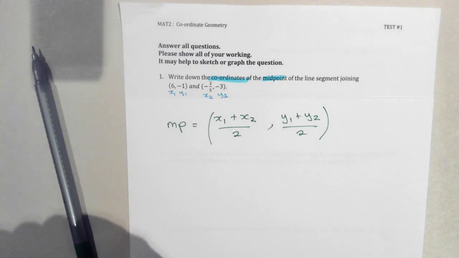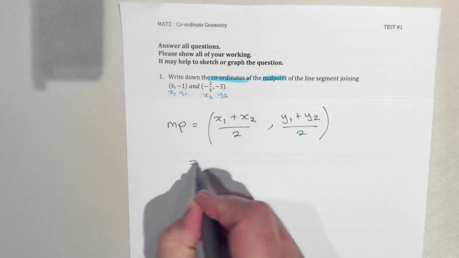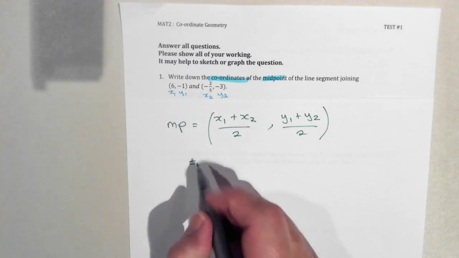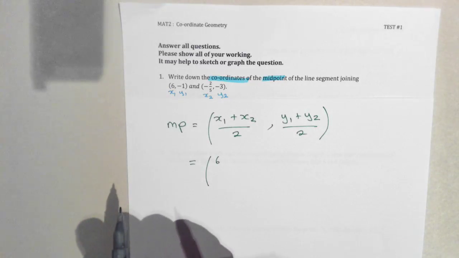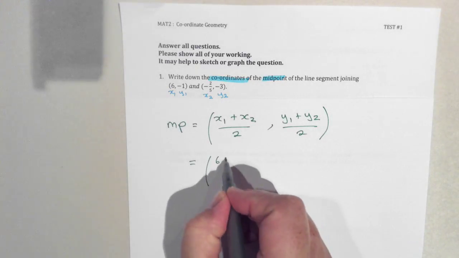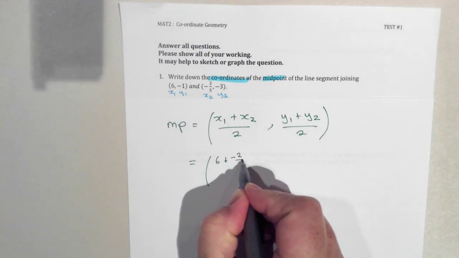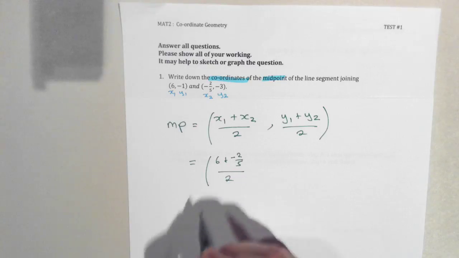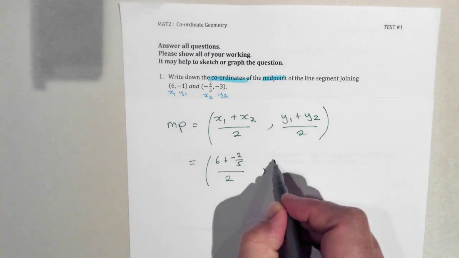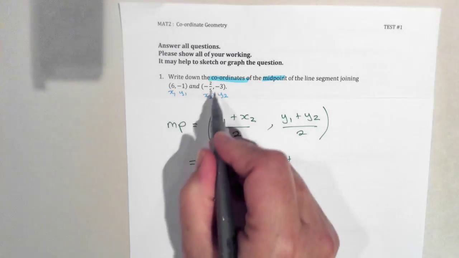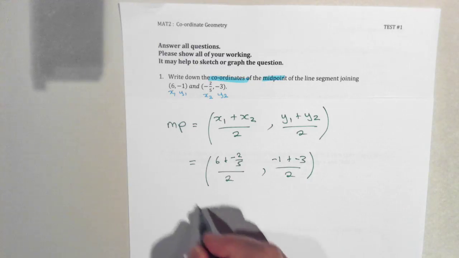Now that I know that, I'm going to substitute those into our formula here. So for x1, our value is 6, and notice how I've got brackets around it because the brackets indicate it's a coordinate. Plus, our x2 value is negative 2 over 5. All that divided by 2. Our second coordinate: our y1 value is negative 1 plus y2, which is negative 3 over 2.